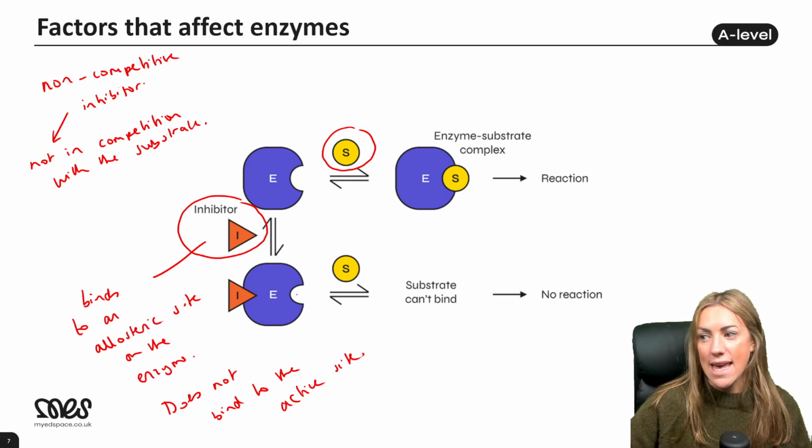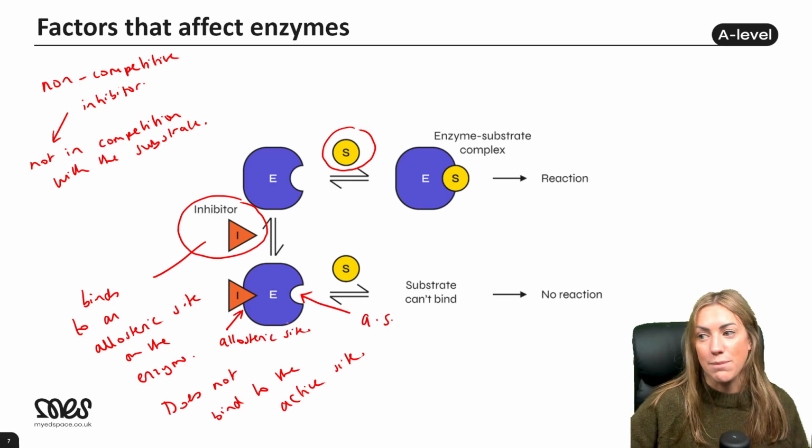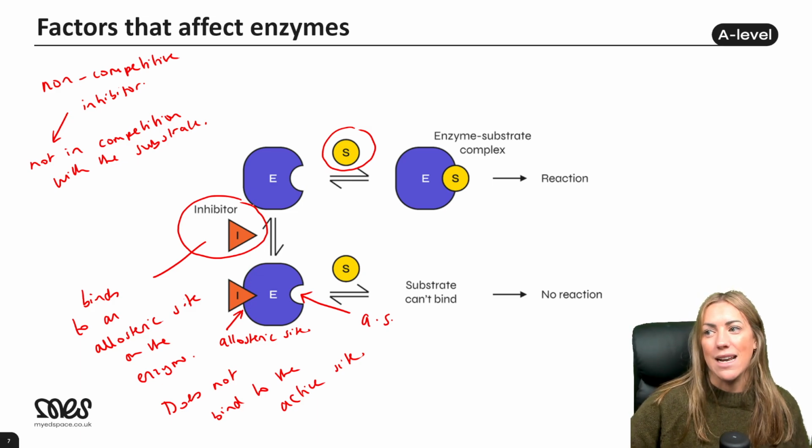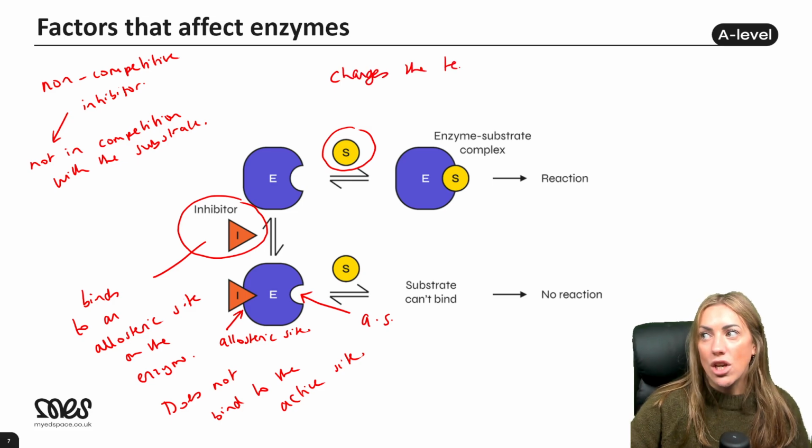And you can see here, here's the active site that is complementary to the substrate. And you can see the allosteric site, or the alternative site that the inhibitor is binding to, is somewhere else altogether. But what's going to happen with this inhibitor is when the non-competitive inhibitor binds to the allosteric site, it changes the tertiary structure of the enzyme.